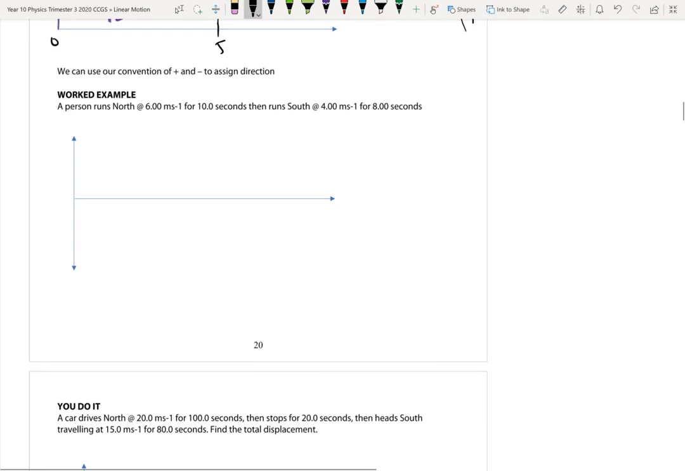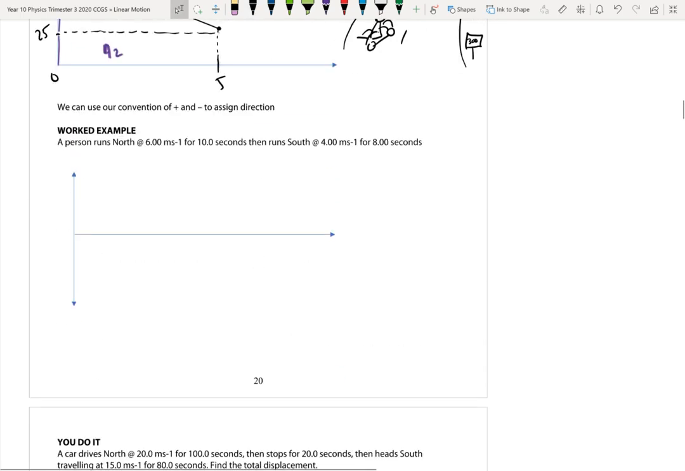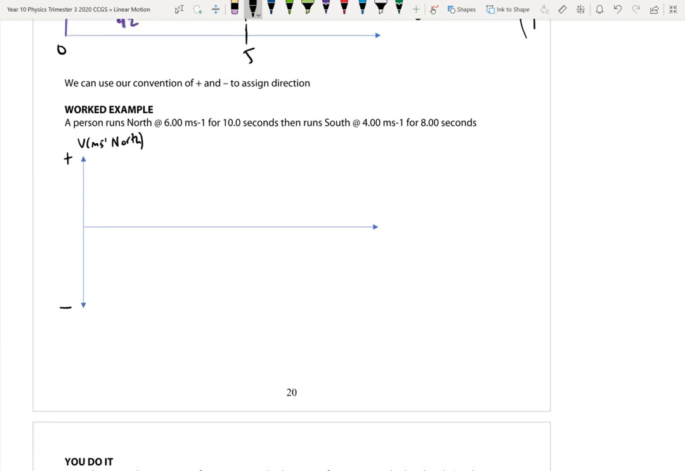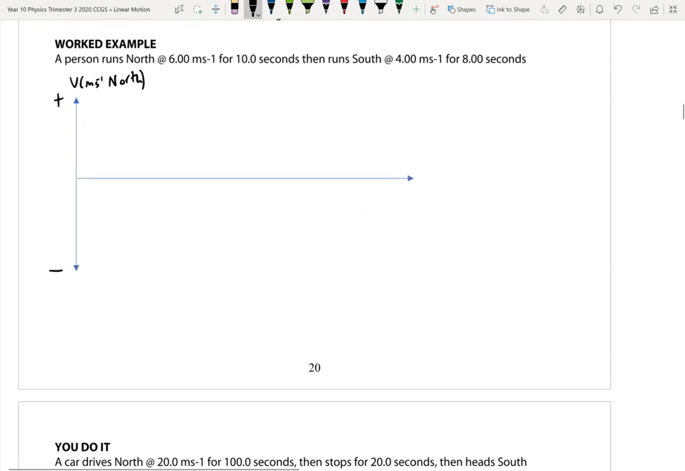Last example, then you will do the next, and then we will look at Logger Pro in the last, say, 10, 15 minutes. Here's the cool thing. Everything in physics is cool, but we can use north, meters per second north, as positive, in which case south would be negative. So this might be a warm-up drill for PE.